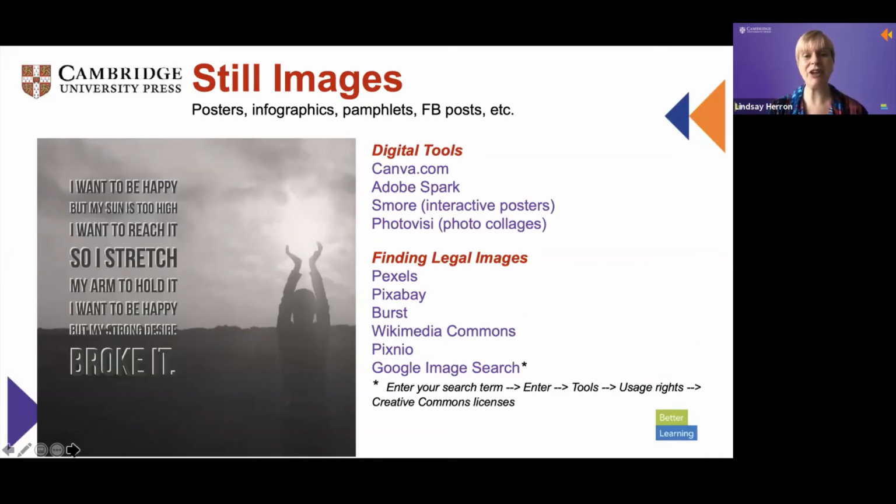And then these are some really good resources for finding images that you can legally use. They're not copyrighted. They're all either public domain or Creative Commons. A lot of them will tell you exactly the kind of attribution you need to include.